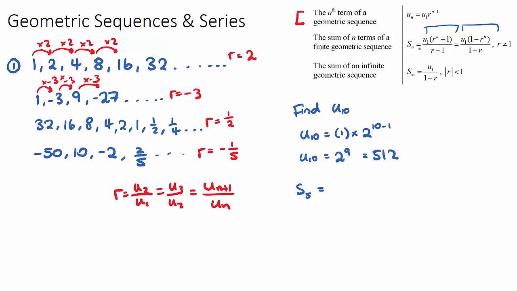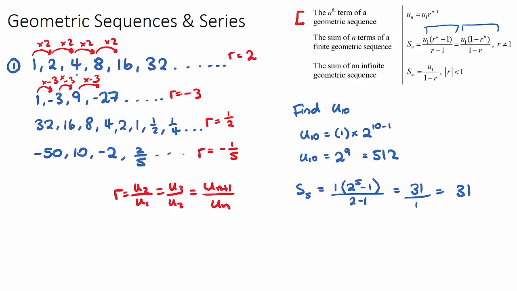But we can use this formula. So u1, which is 1. Our r is 2, to the power of n. We want to find 5 terms. Subtract 1, over r minus 1. So 1 times 2 to the 5 is 32. Take 1 is 31, over 1. So there we go. We've just proved our answer was 31. So this formula here helps us find the sum of a number of terms in a geometric sequence.